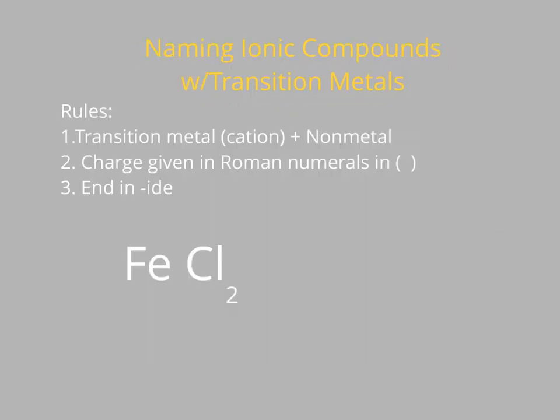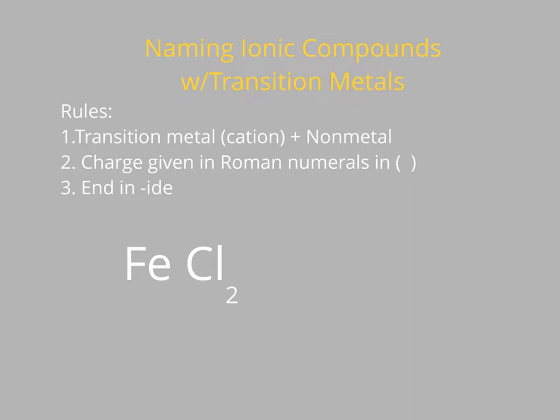All right, now that we know what transition metals are, we can learn how to name them. So we have a couple rules to follow. The first of which is that in our ionic compounds that contain transition metals, the transition metal is always going to be the cation. It's going to come first. And because it's an ionic compound, it's going to be a transition metal paired with a nonmetal.